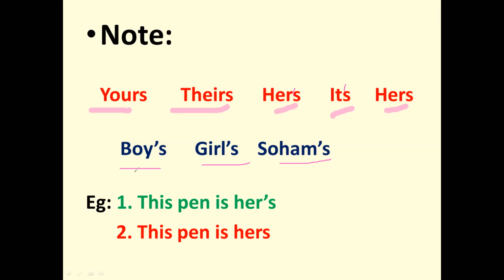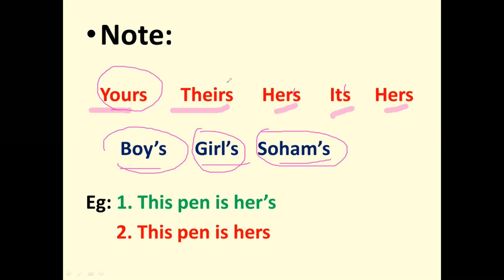They are possessive nouns. That's why we use an apostrophe. But whereas in possessive pronouns, we don't use an apostrophe. We don't use an apostrophe. You understood now?